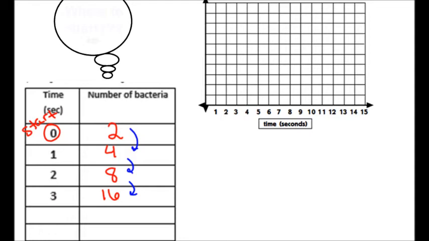Let's see, at 0 we're starting with 2 bacteria, then it jumps to 4. So what happened there? It doubled. I'm going to multiply by 2. Let's see if it works for the next one. 4 times 2. Does that give me 8? Yes, it does. 8 times 2, 16. It works. All right, so you guys find the rest of these numbers.